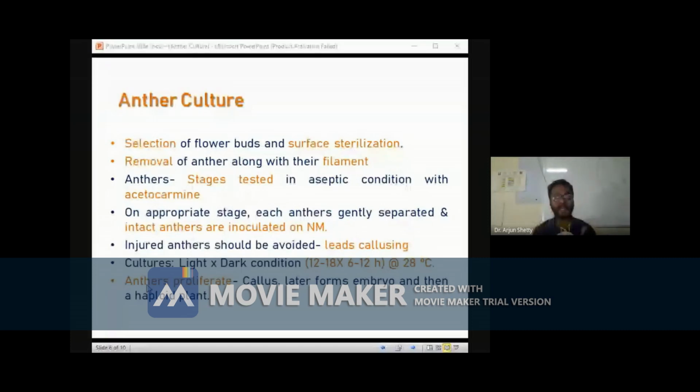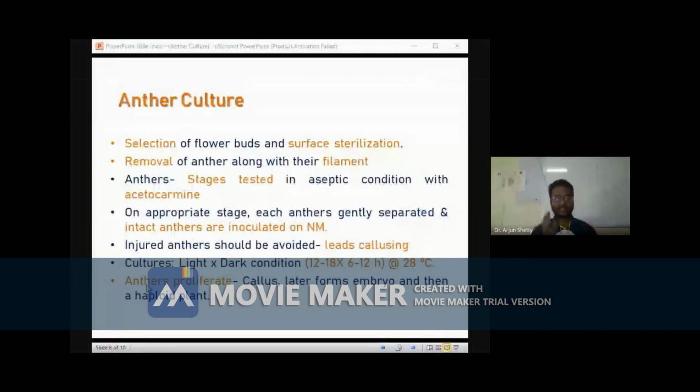You can employ any type of surface sterilization. You can use mild to high concentrations of different sterilizing agents, based on the capacity and the type of flower. The same concentration of sterilants cannot be used for surface sterilizing all types of flowers, because some flowers are very delicate, while others can withstand the external chemical pressure exerted by the different sterilizing agents. So based on the type and capacity of the flower, we employ surface sterilization.